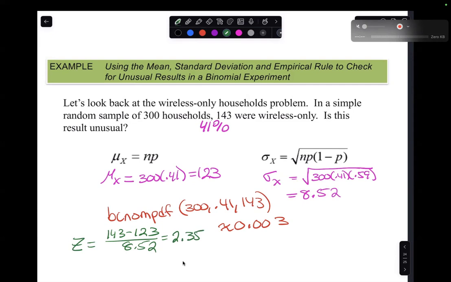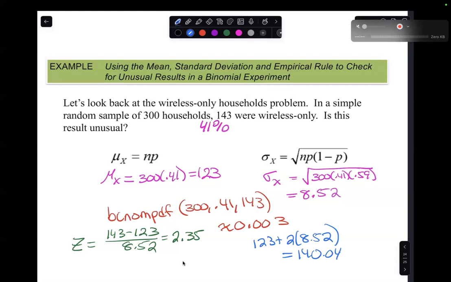Or I'm going to use a different color because this is what I do. Do 123 plus 2 times 8.52. That gives me 140.04. That was my upper boundary. So anything above that is an outlier. So there we go. All three methods show that it is unusual.